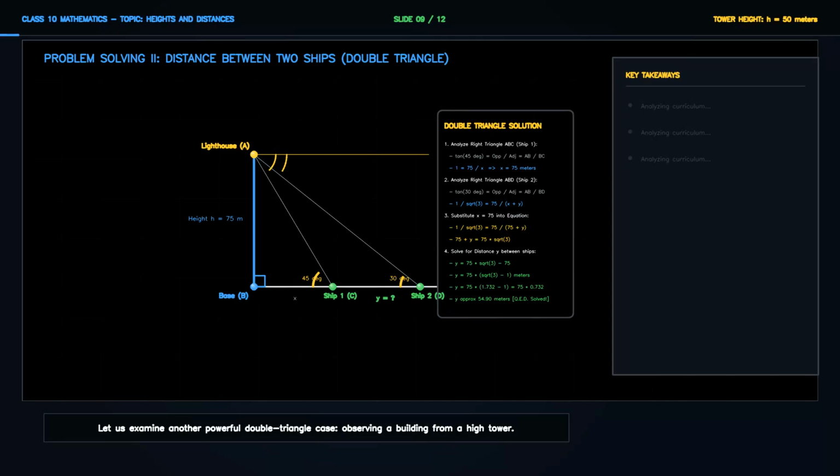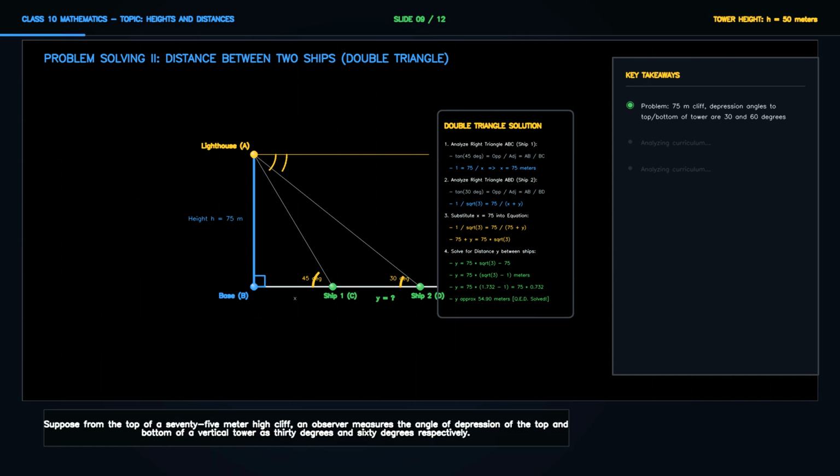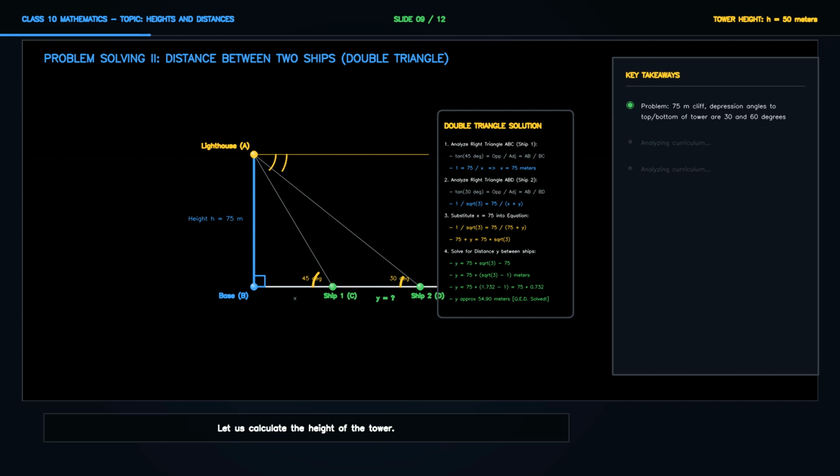Let us examine another powerful double triangle case, observing a building from a high tower. Suppose from the top of a 75-meter-high cliff, an observer measures the angle of depression of the top and bottom of a vertical tower as 30 degrees and 60 degrees respectively. Let us calculate the height of the tower.